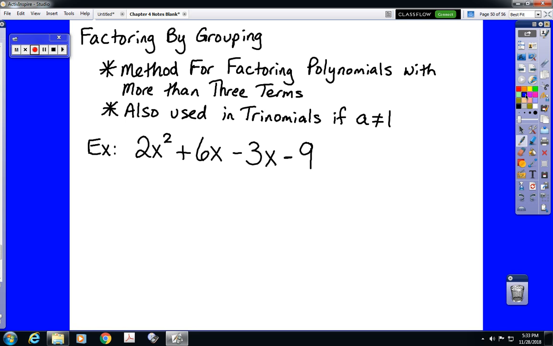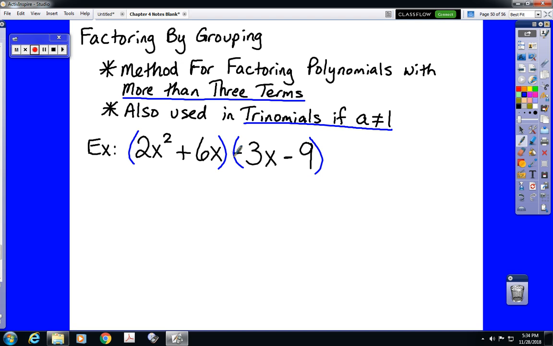Factoring by grouping is a method we use when we are factoring polynomials with more than 3 terms. And we also use it to factor our trinomials if a is not equal to 1. The way this process works is based on the greatest common factor that we have already worked on. The reason it is called factoring by grouping is because we take our 4-term polynomial and we group the first 2 terms and the second 2 terms.